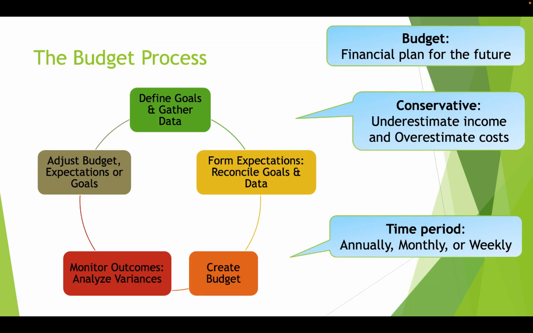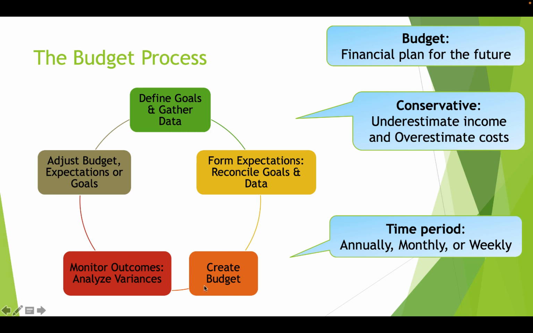Now, a budget is a financial plan for the future, and the budget process is an ongoing loop similar to the larger financial planning process we learned about in Chapter 1. It first starts with defining goals and gathering data to know what it takes to fulfill those goals. Next is forming expectations where you'll reconcile the goals you have in mind and the data you have at hand. From there, you can go ahead and create a budget.